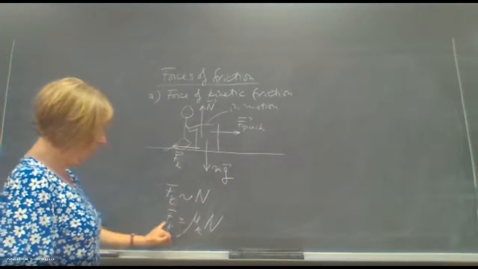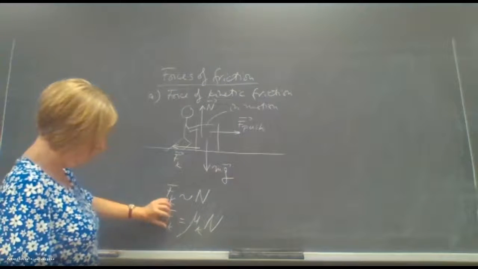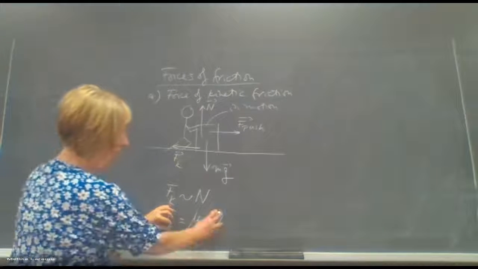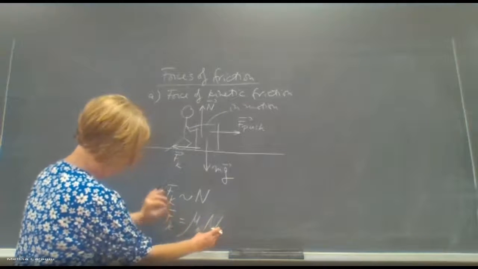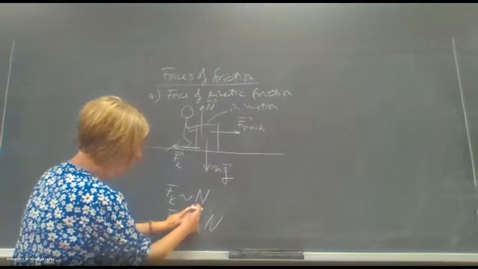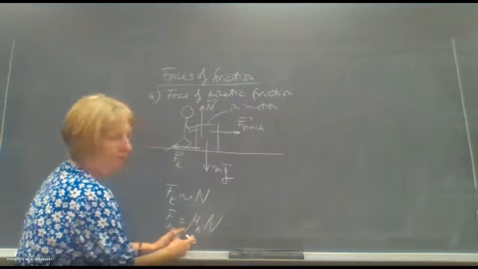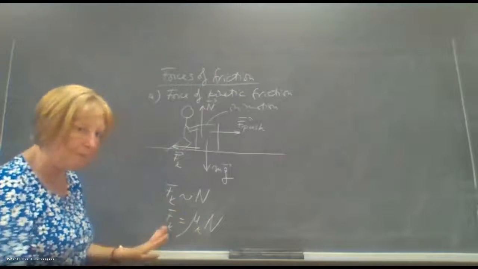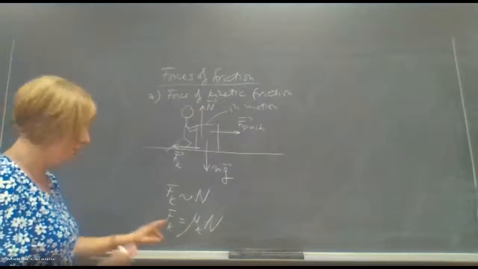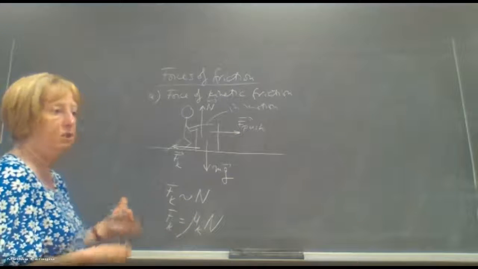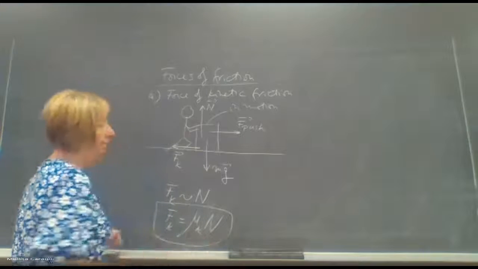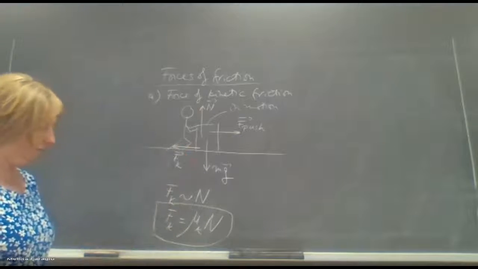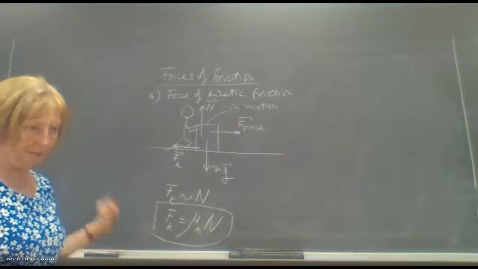Since the force of kinetic friction is a force, therefore measured in newtons, and the normal force is a force, therefore measured in newtons. If you have newtons here and newtons there, it follows that the coefficient of kinetic friction is just a number, has no unit associated with it. So it's just a number, right? So that is the formula for the force of kinetic friction. Mu kinetic times N.